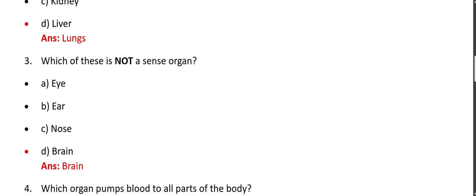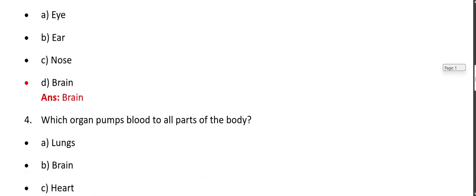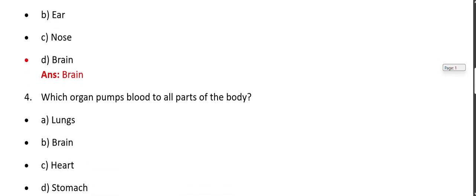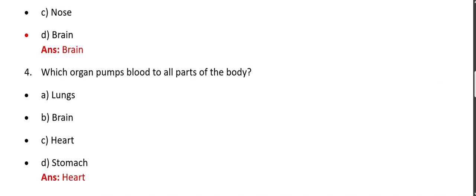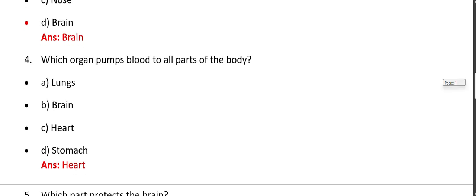The next one: which organ pumps blood to all parts of the body? It is our heart, right? Some people, when they are writing a letter, create a small heart in the letter: I love you, dear mama. So you put a heart symbol. Heart is that important in our life, in our body.